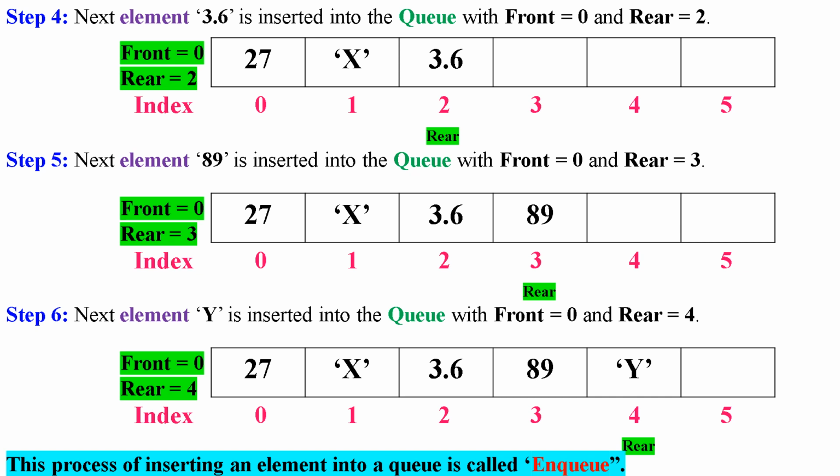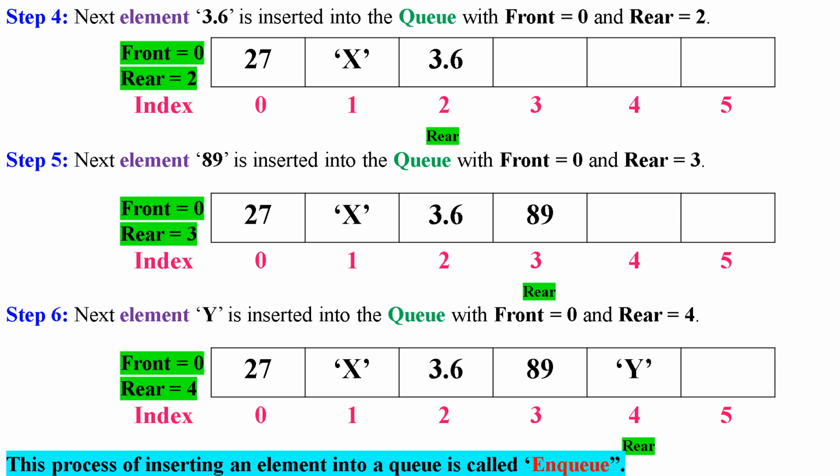In step 5. Insert another element, 89, into the queue with front equals 0, rear equals 3. So rear is incremented again and the queue becomes a list containing elements 27, x, 3.6, 89. In step 6. Insert another element, y, into the queue with front equals 0, rear equals 4. So rear is incremented again and the queue becomes a list containing elements 27, x, 3.6, 89, y.